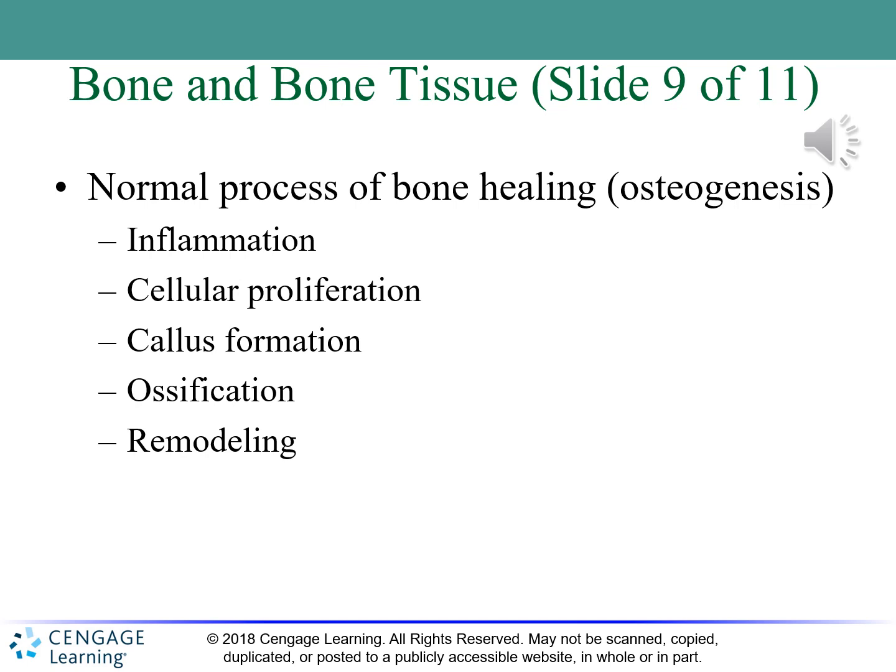So there, past that first paragraph, the normal process of bone healing, which is osteogenesis, and osteogenesis is development of bone tissue. So that involves the following 5 stages: inflammation, cellular proliferation, callus formation, ossification, and remodeling. Okay, and you can read all about that, but I just need you to know that there are the 5 stages right there.